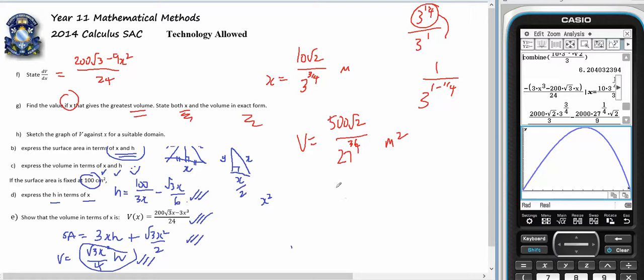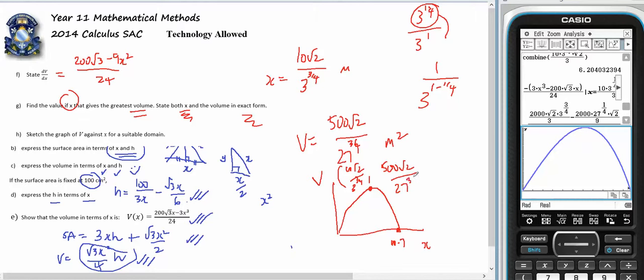If I was to graph volume against x, 10.7, and this here I know is 10 root 2 on 3 to the 3/4, 500 root 2 on 27 to the 3/4 in exact notation.